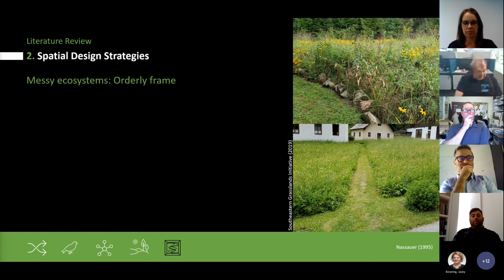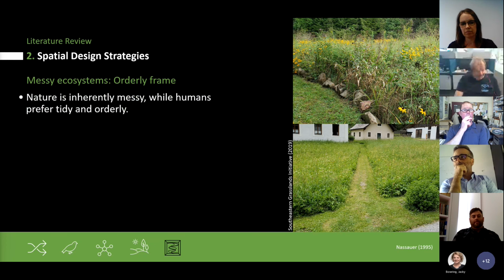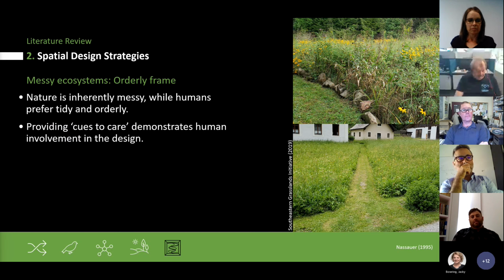And the final strategy of messy ecosystems, orderly frame, which is from Joan Nassauer. So in short, nature is inherently messy, while humans prefer tidy and orderly. Providing cues to care demonstrates human involvement in the design.